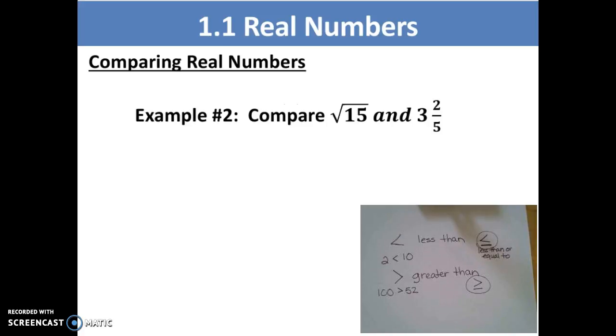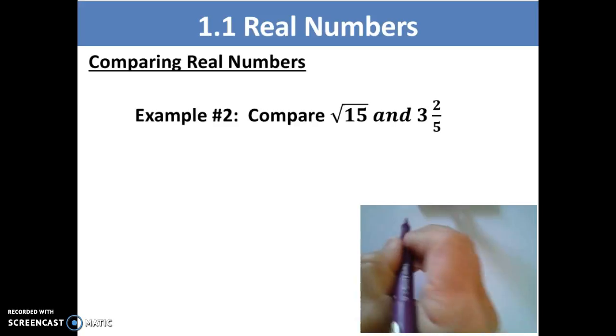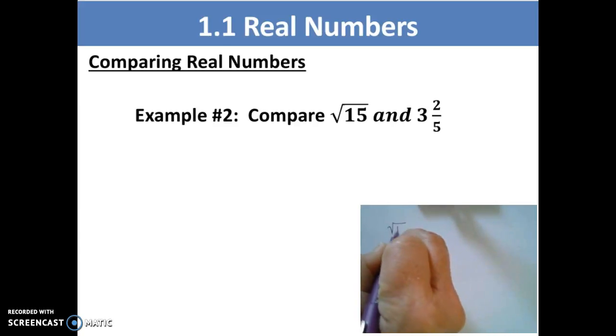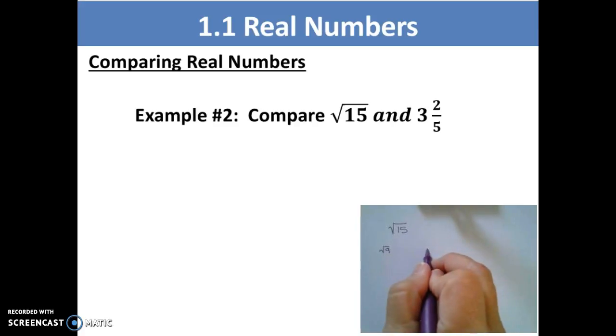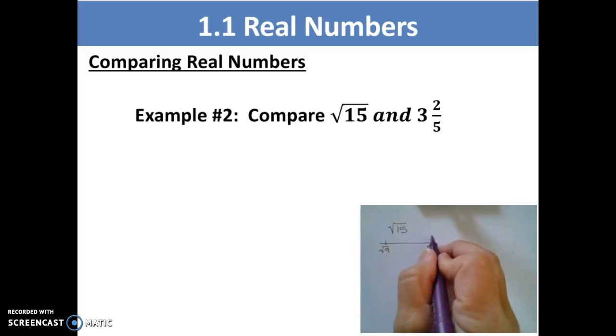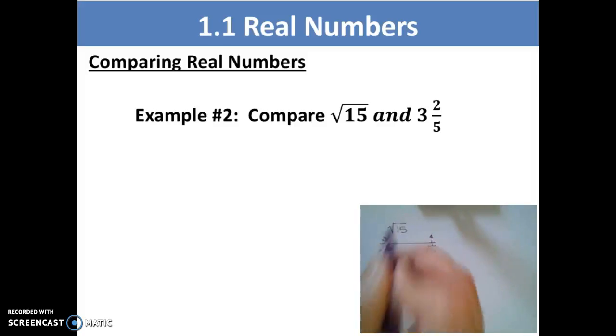It says compare square root of 15 and 3 2/5. So we've already learned how to estimate the square root of 15. We start by thinking about the perfect squares we know that come before and after that. Before the square root of 15, we have the square root of 9. And after the square root of 15 is the square root of 16. Those numbers we can place on the number line as 3 and 4. So square root of 15, somewhere between 3 and 4.